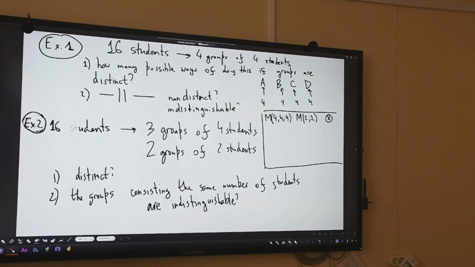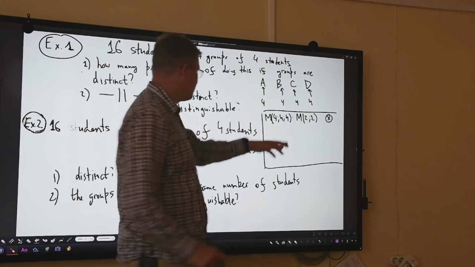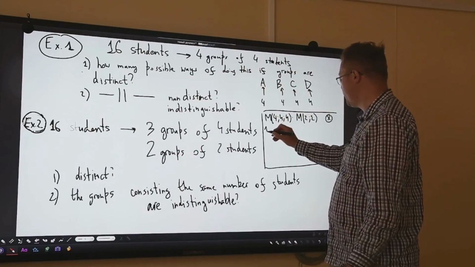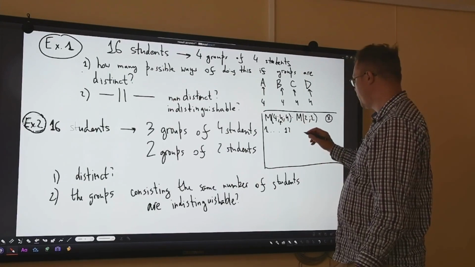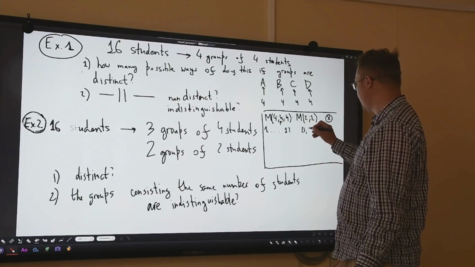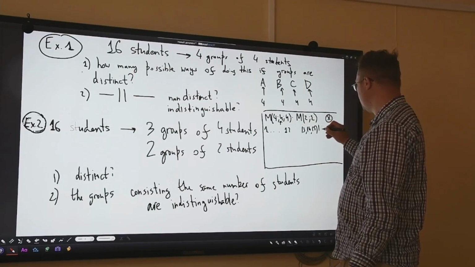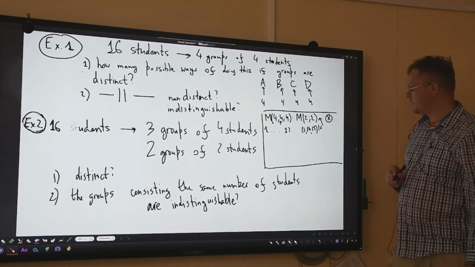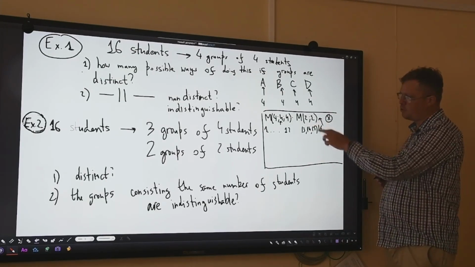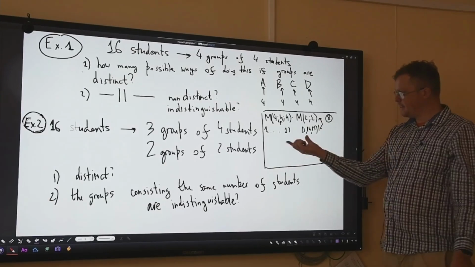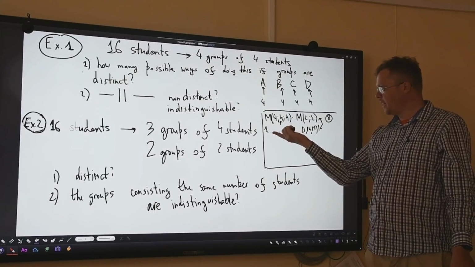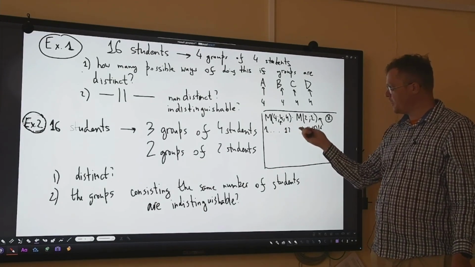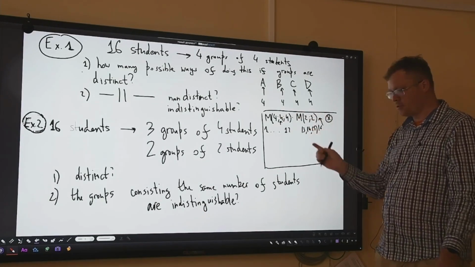Here you do the following. You just take the first 12 students and put them into 3 groups of 4, and you take other 4 students and divide them into 2 groups of 2. But I can take another 12 students here. So for each 12 students, I have the same number of distributions.